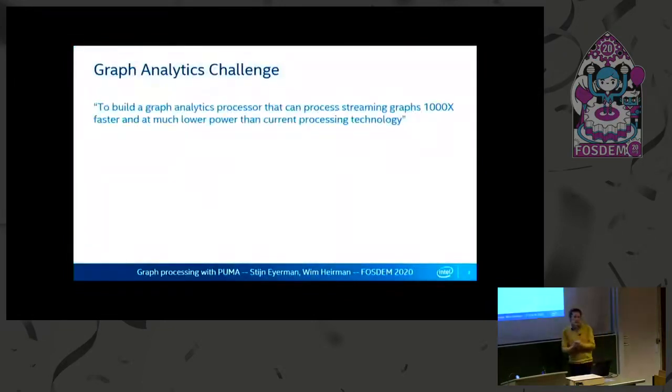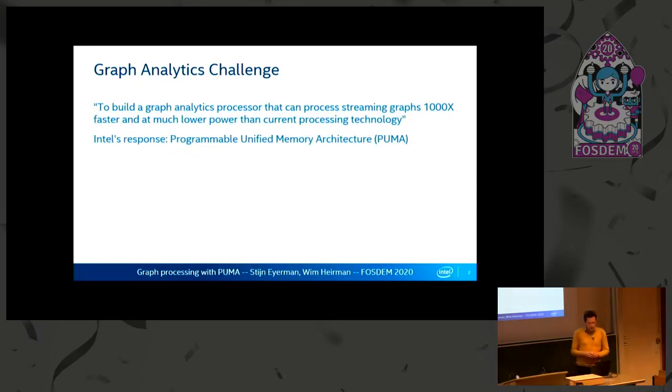So, as you all know, graph processing is getting bigger and bigger, and graphs are getting bigger and bigger, and we want to process more data. So we found that we need to increase the efficiency of graph processing versus the existing architectures such as CPUs and GPUs. To that end, we proposed the Programmable Unified Memory Architecture, abbreviated as PUMA.